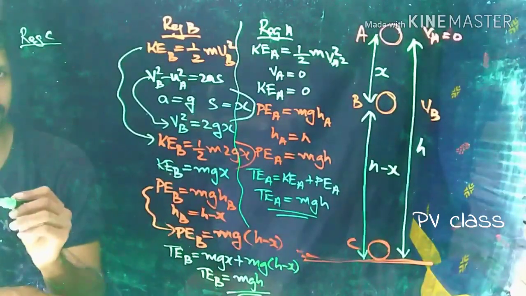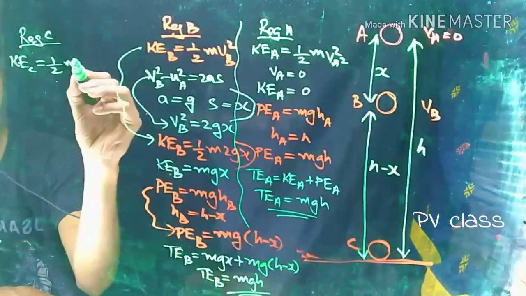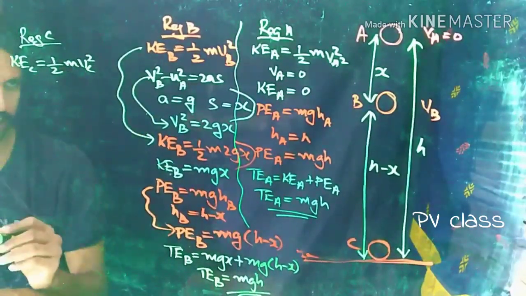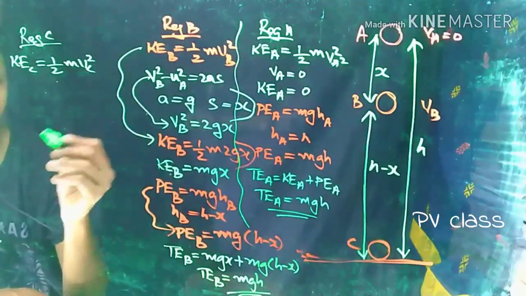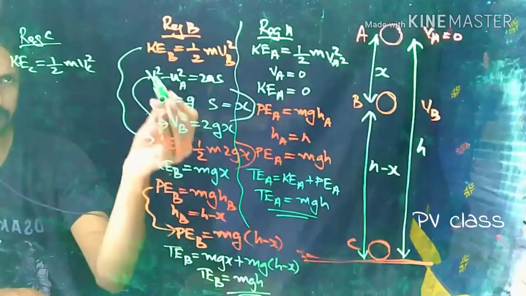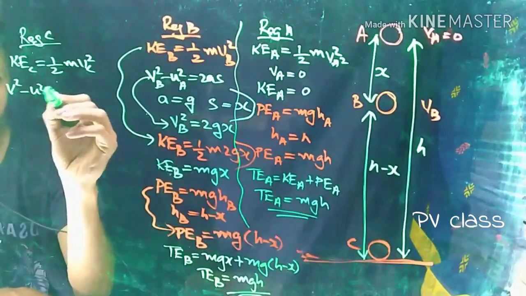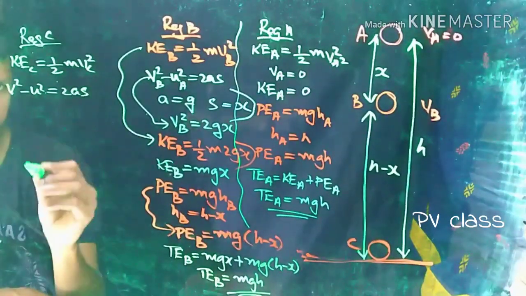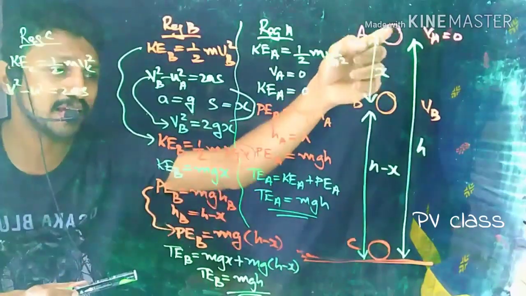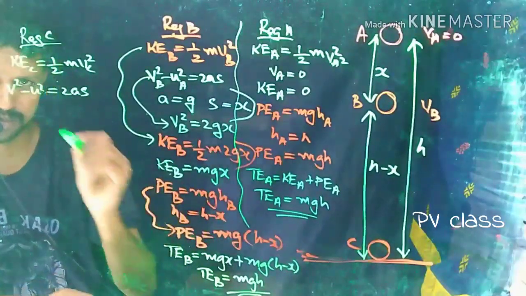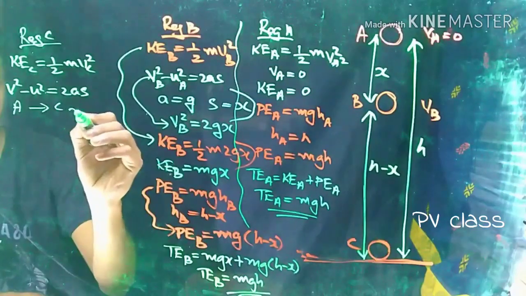Then finally, let's speak about the region C. What is kinetic energy at region C? It should be half m Vc square. Then we have to substitute for Vc square. For that, we are using the same strategy, that is, the third equation of motion, V square minus U square is equal to 2as. I am using the third equation of motion in the A to C region in this case.